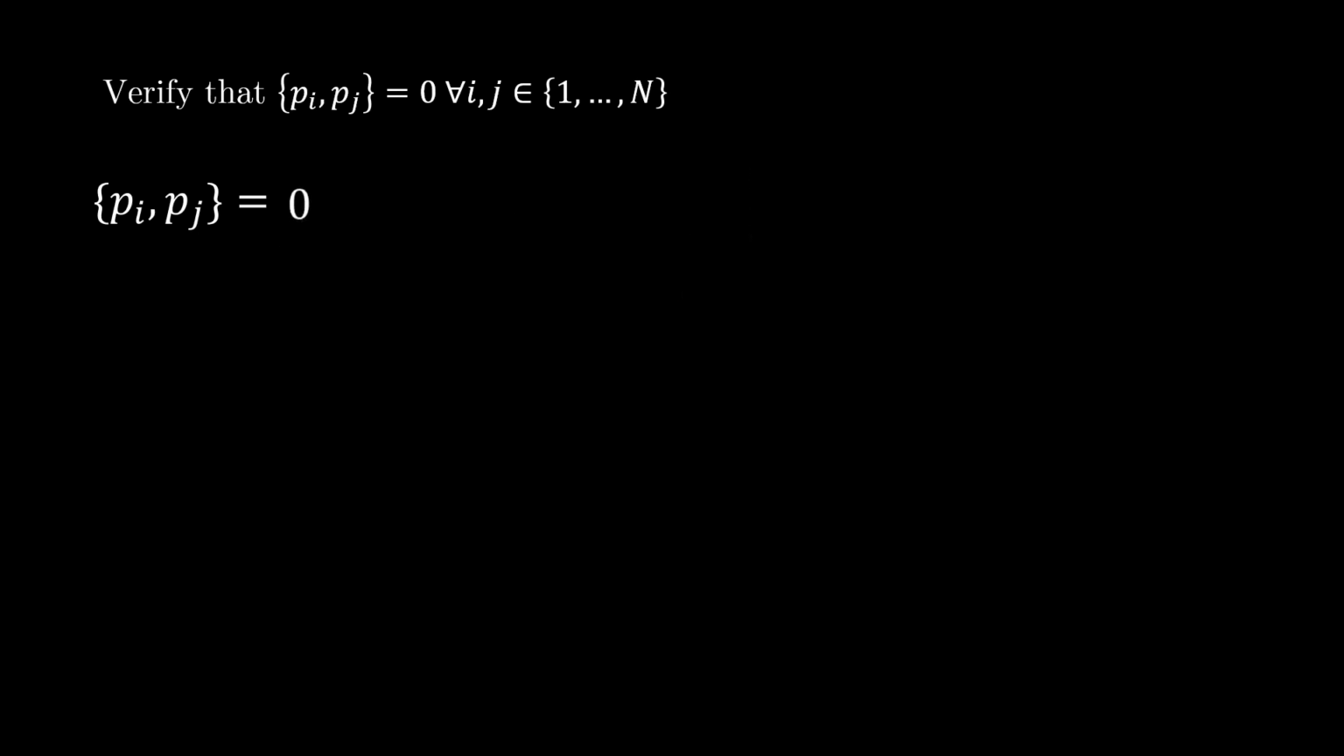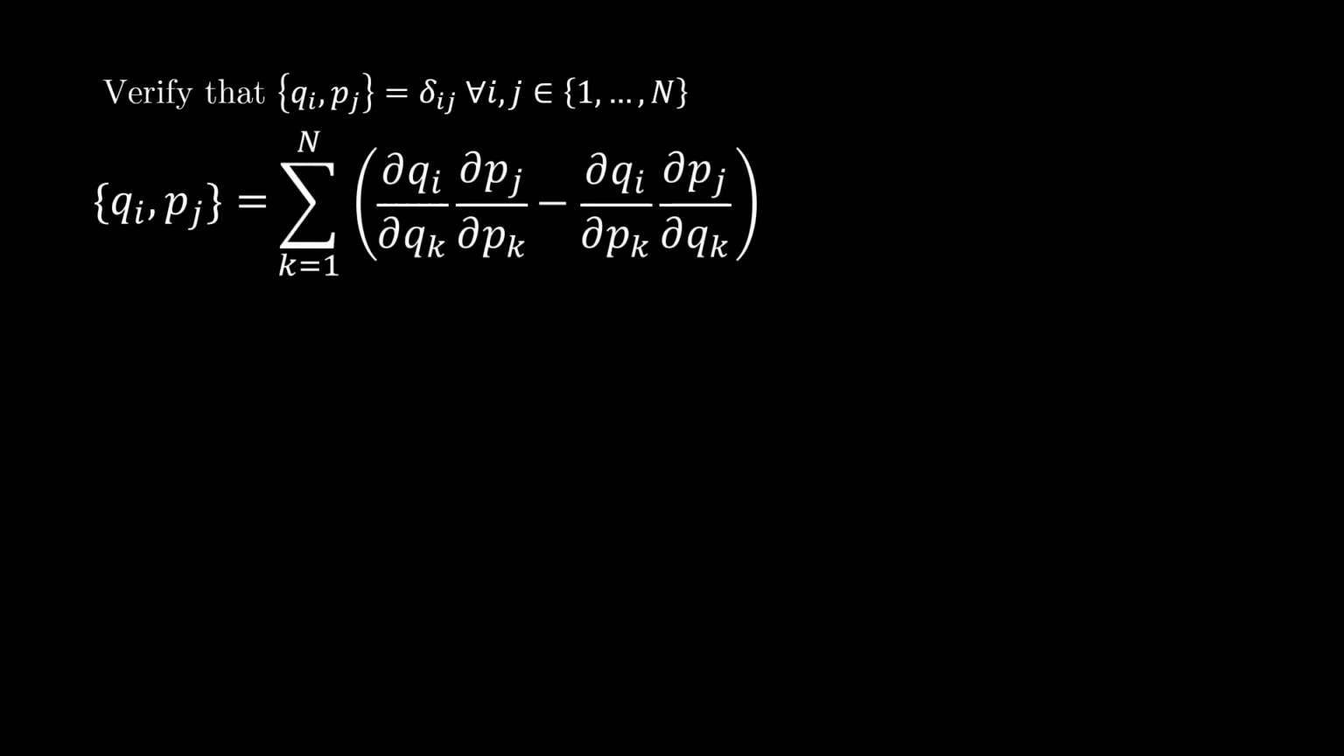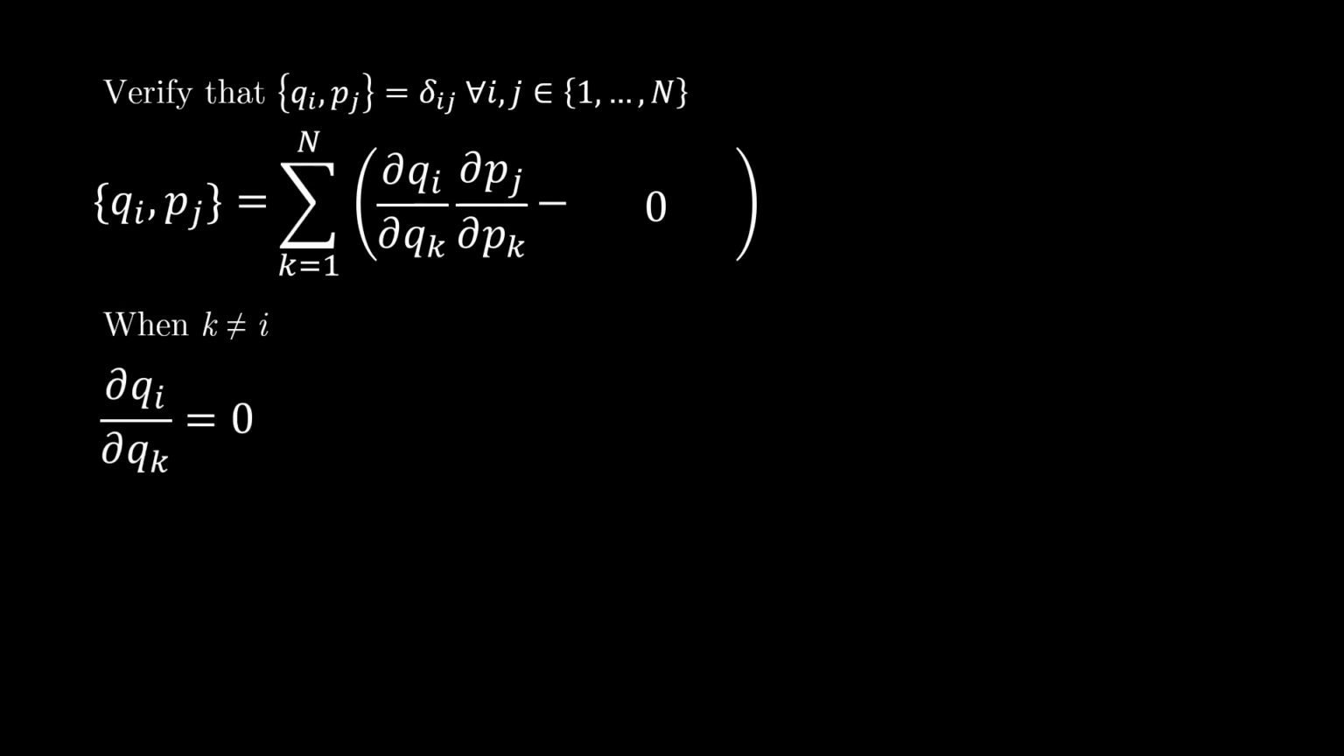Next, we're asked to verify that the Poisson bracket of a position qi with a momentum pj is delta ij, where delta ij is the Kronecker delta function. We'll start off by writing the Poisson bracket as a sum of partial derivatives as usual. The second term in the sum is 0, since both these partial derivatives are 0, as we've already seen. For the first term, we have three cases. When k is not equal to i, ∂qi/∂qk is 0, since these are also independent of each other. Likewise, when k does not equal j, ∂pj/∂pk is 0, since these are again independent.